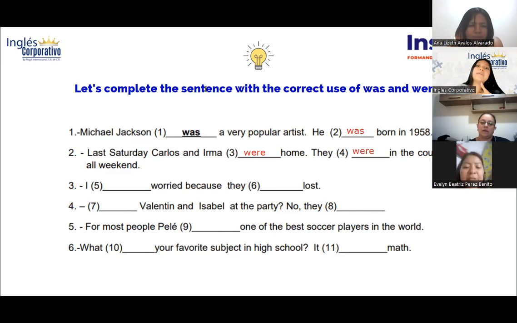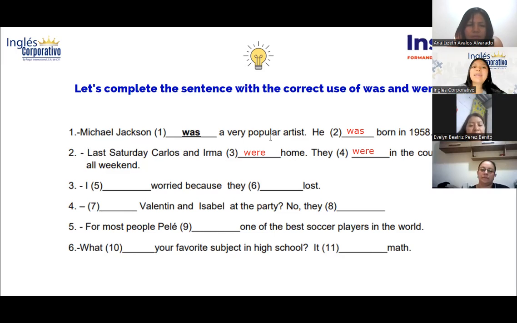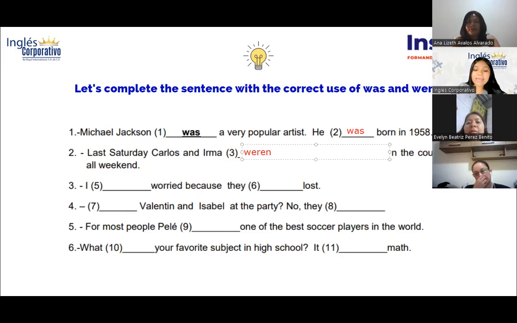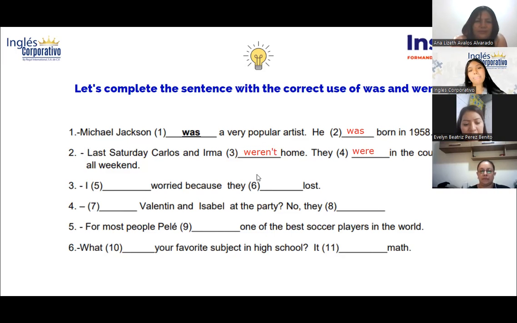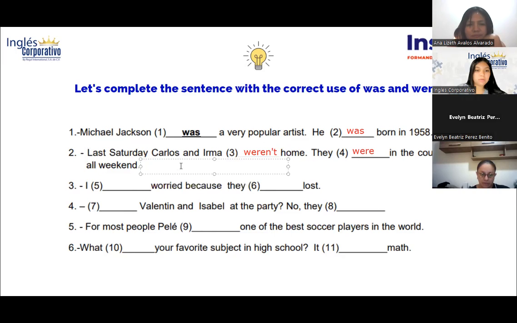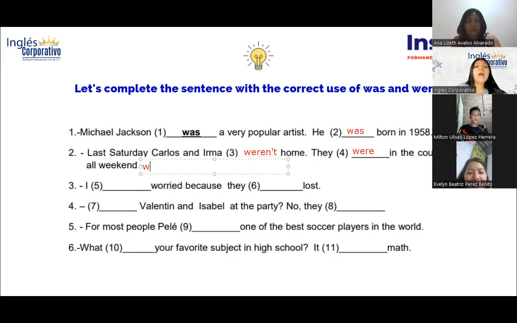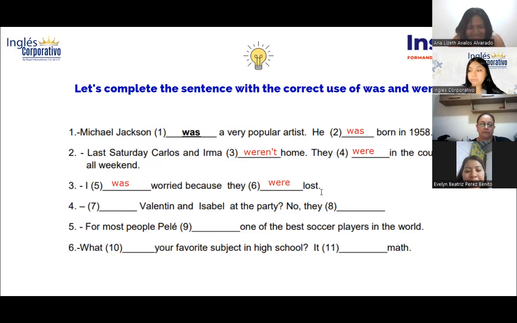En la primera. Aquí tenemos que poner la negativa para que la idea tenga sentido. Si no, no tiene sentido. Es cierto. Vale. Okay, number three. I was worried because they were lost. Dice, yo estaba preocupado, preocupada, porque ellos estaban perdidos. Number four.